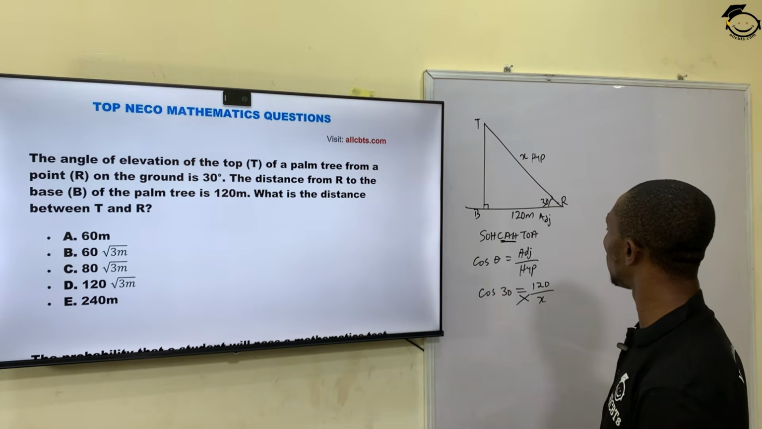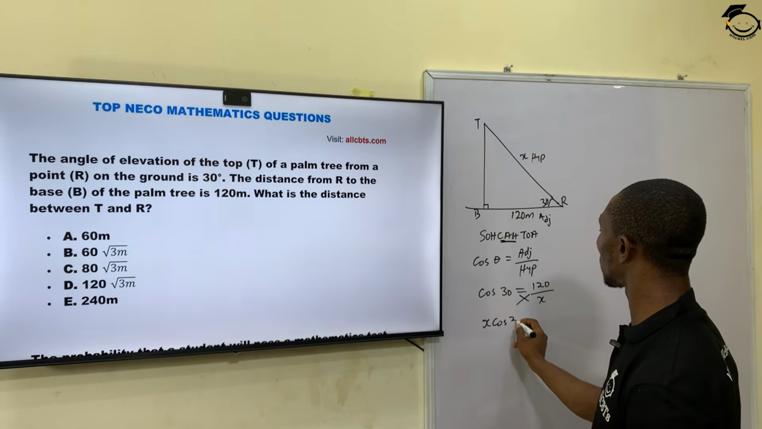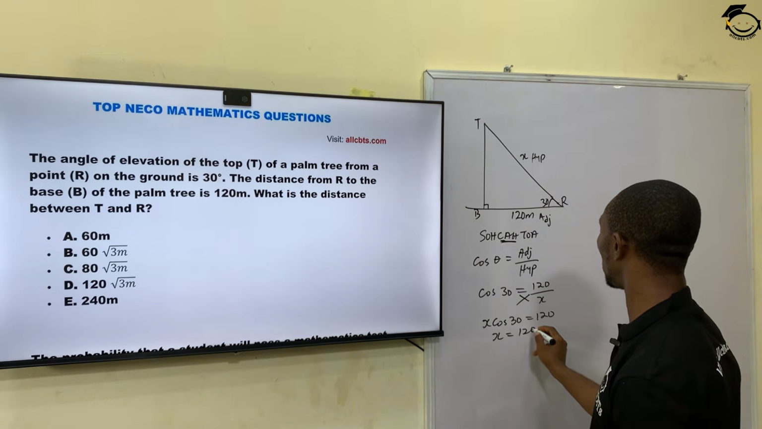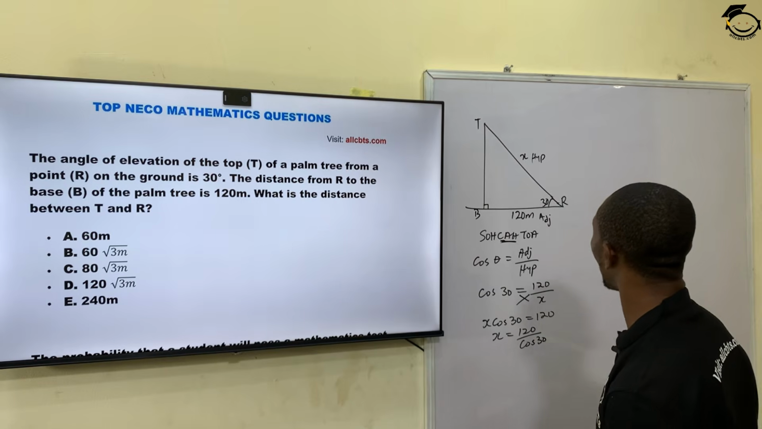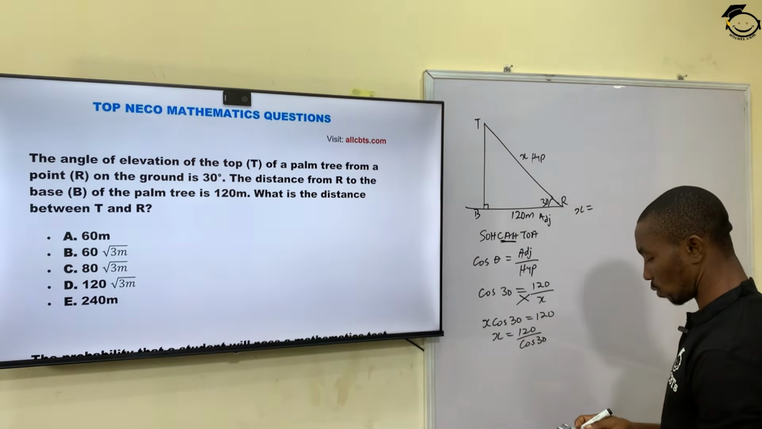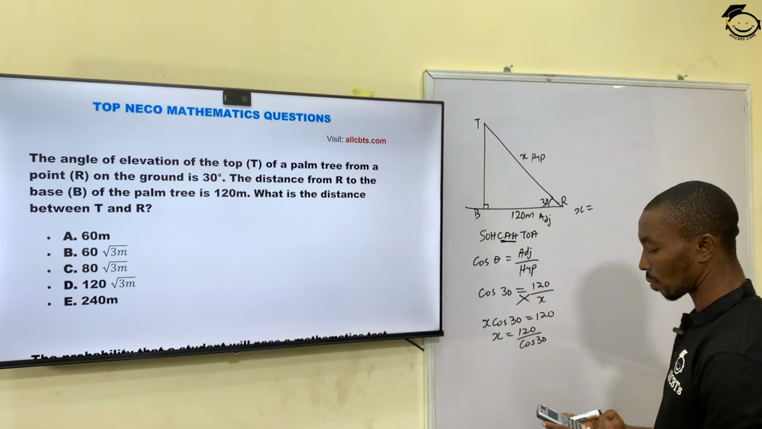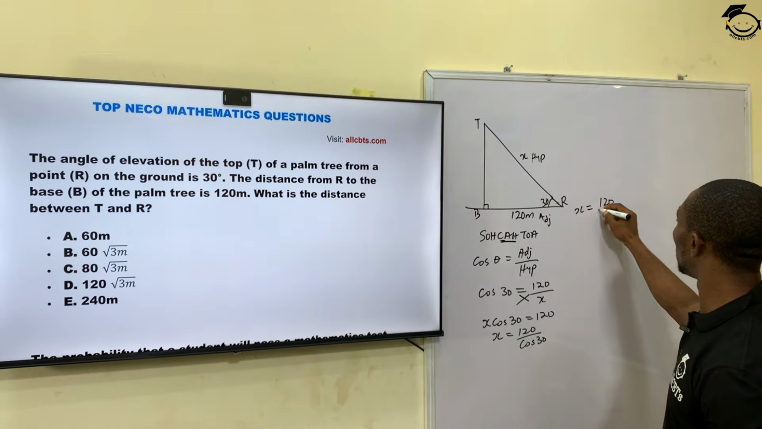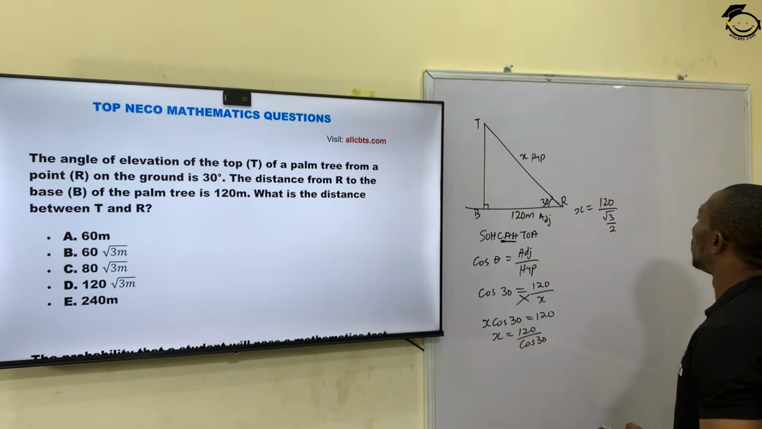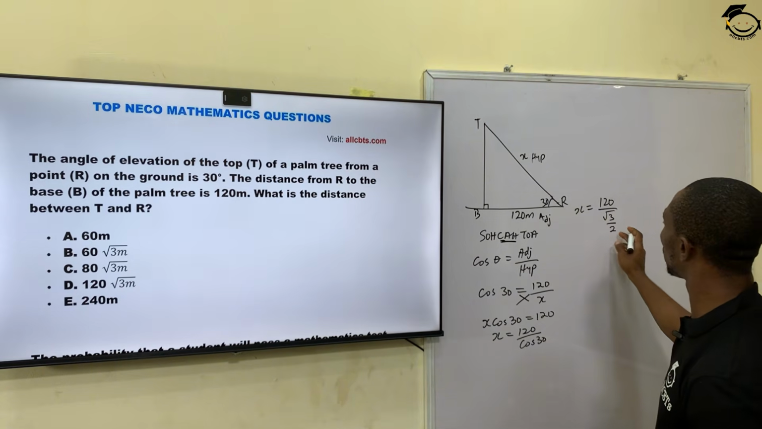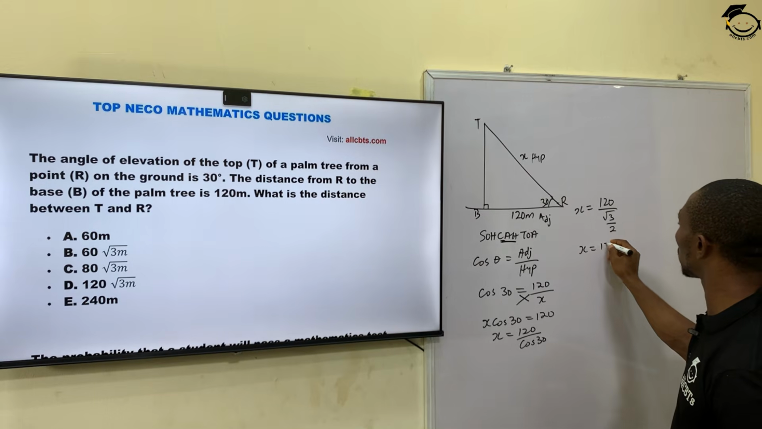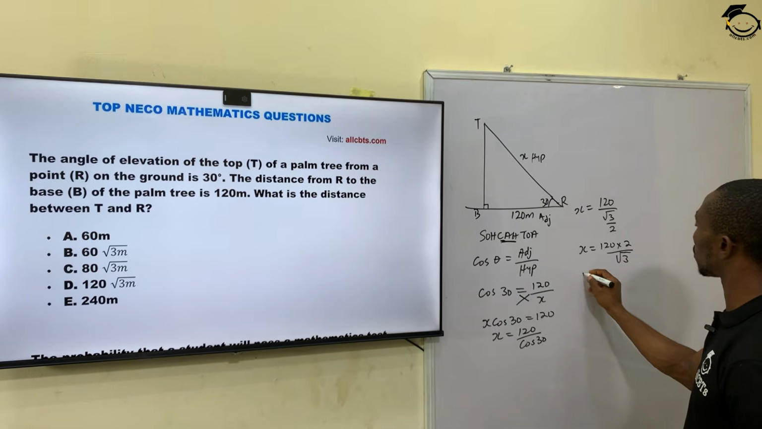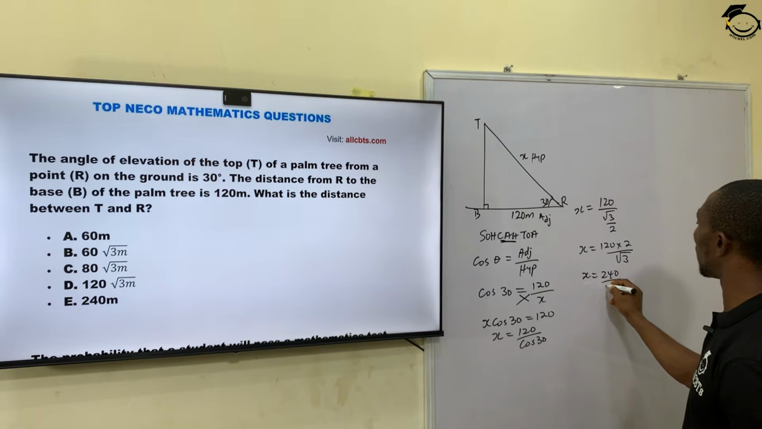Now, cross multiplying would give us x cos 30 equals 120. All right, so our x will be 120 divided by cos 30. Now, what is cos 30? We have it as 120 divided by root 3 over 2. Now, having this as root 3 over 2, let's do the inverse of it. X equals 120 times 2 over root 3. All right, this gives us x equals 240 over root 3.